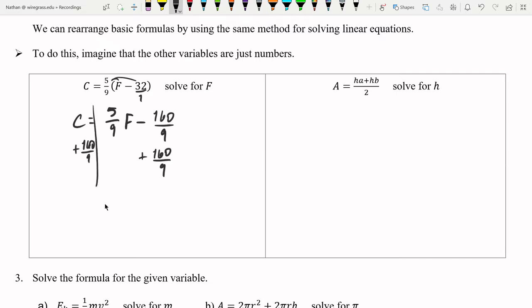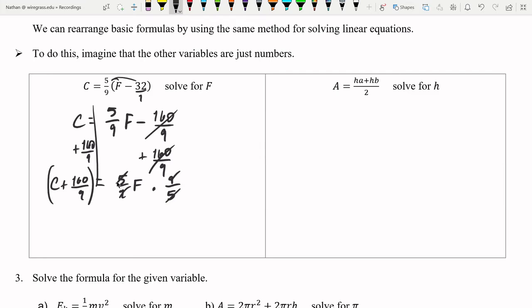Both sides of the equal sign again. So we get c plus 160 over 9 equals, those cancel, we get 5/9 f. Now to get rid of 5/9 f, or the 5/9, I can divide by 5 over 9, or I can also multiply by 9 over 5. That's the same thing as dividing by 5/9, multiplied by the reciprocal. This is just a cleaner way of doing it because the 9 cancels the 9, the 5 the 5, and we get f by itself.